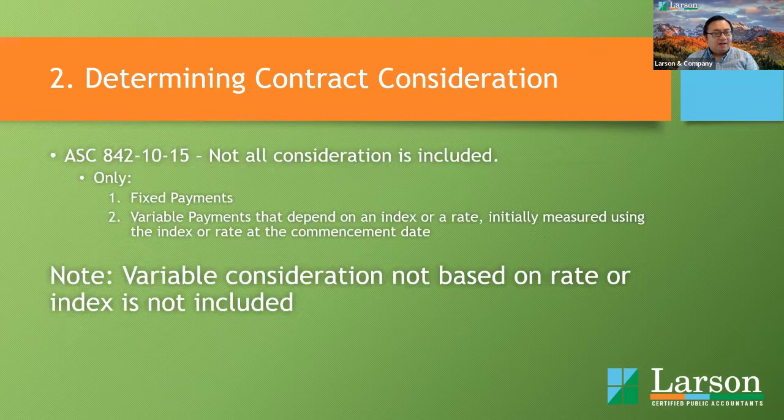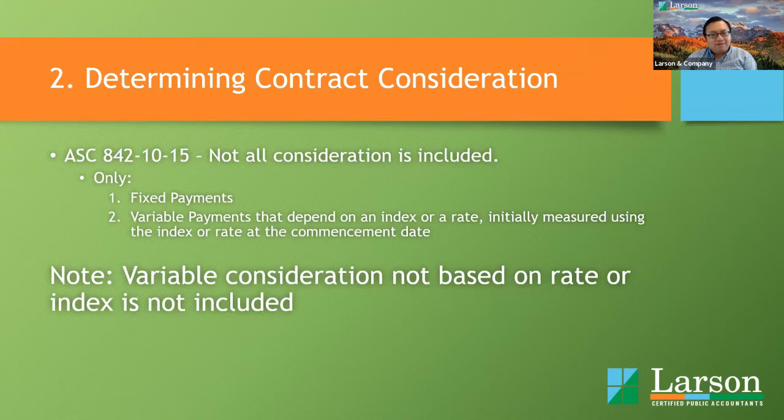And after you have determined those components, you will want to determine the contract's consideration. Now, ASC 842 does mention three different types of consideration that you may be paying. You may be paying a fixed payment, meaning that it's fixed for a certain amount, month to month. It defines how much those are. Those would be fixed payments. You may be paying variable payments that depend on an index or a rate.